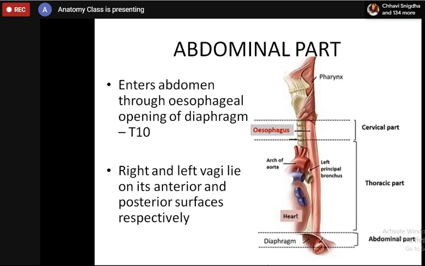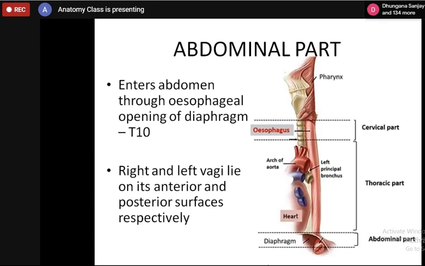What are the three major openings? Vena caval opening, then esophageal opening, then aortic opening.